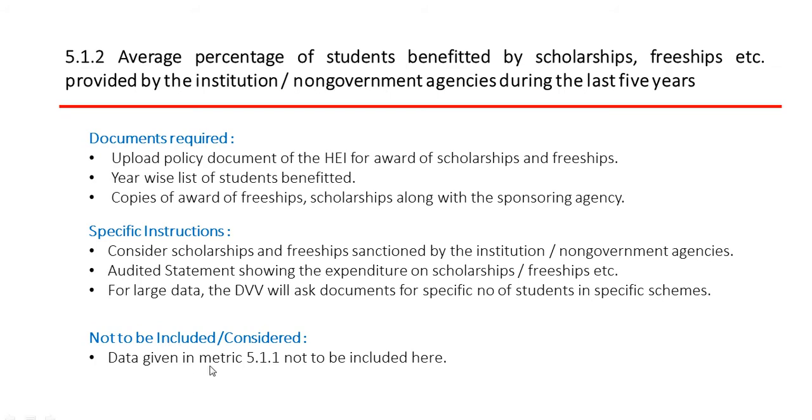And as said, what should not be included or will not be considered by DVV in this metric is the data given in metric 5.1.1 should not be included here, because in 5.1.1 you have to include students who are benefited by government, that is state or central government policies or scholarships and freeships only.